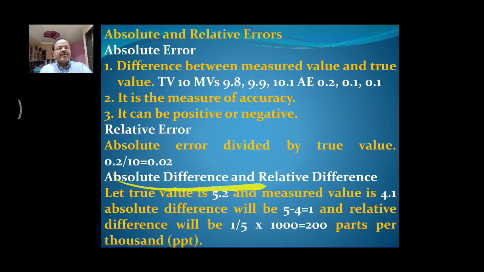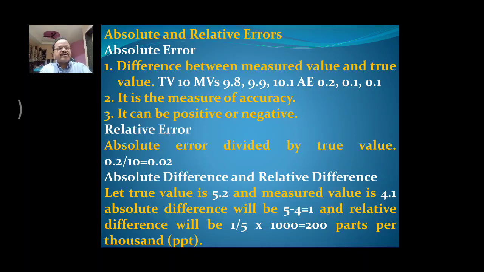Now absolute difference and relative difference. Let the true value be 5.2 and the measured value be 4.1. The absolute difference will be 5.2 minus 4.1, and that comes to be 1.1.